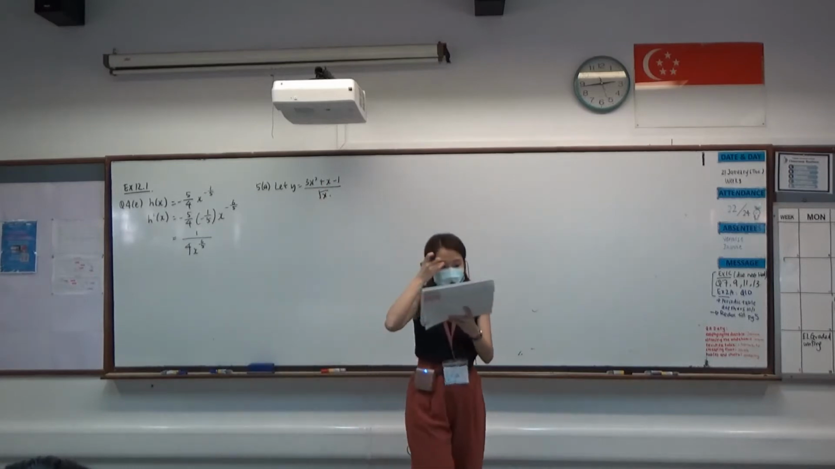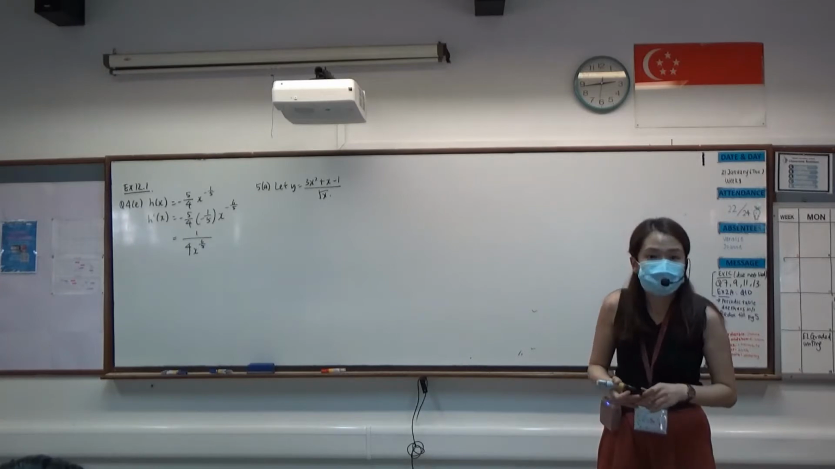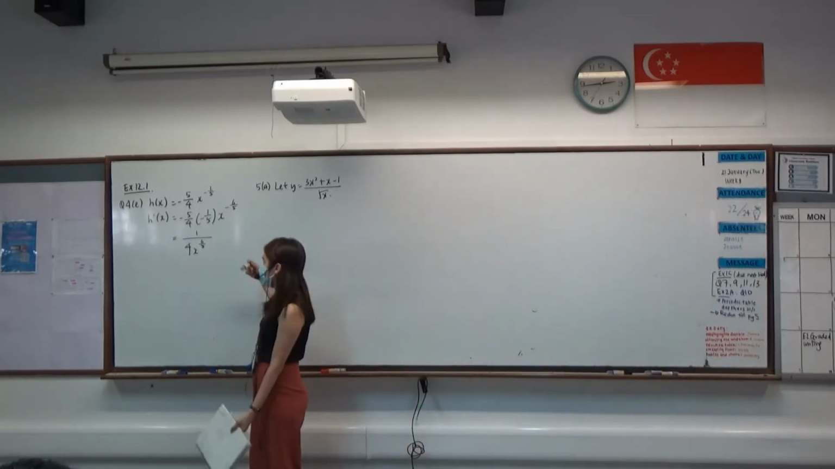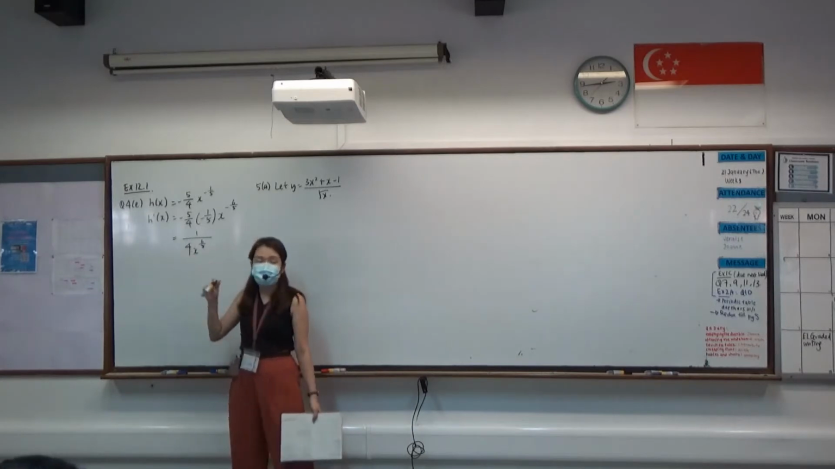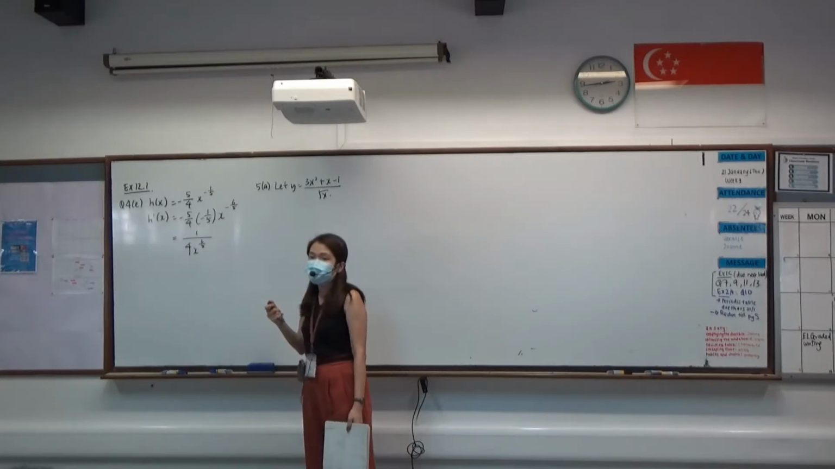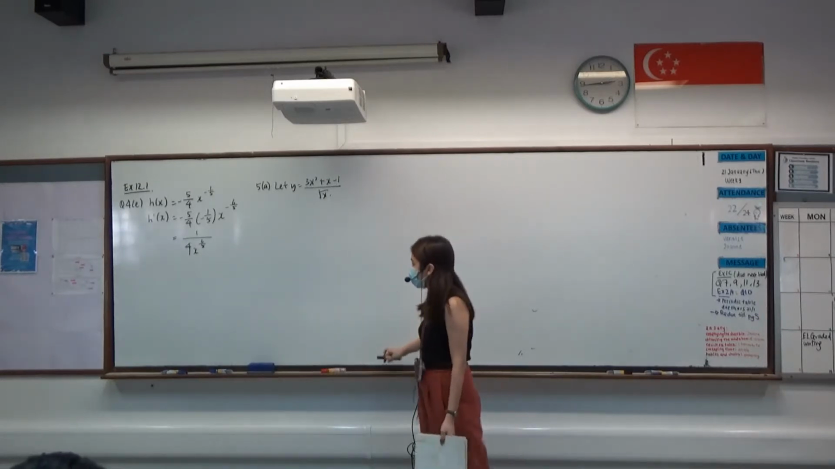Okay, so for 4E, is there any issue with 4E? No? Okay. So just a reminder that we should have a good practice to leave our answer in positive index form. Therefore, it will be preferred to answer as 1 over 4x to the power of 6 over 5.